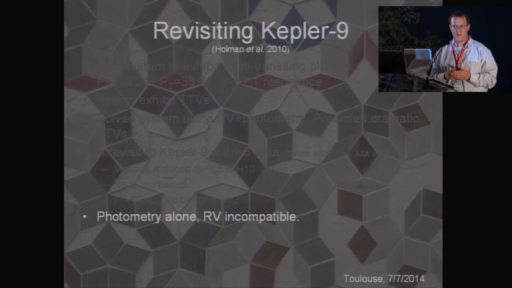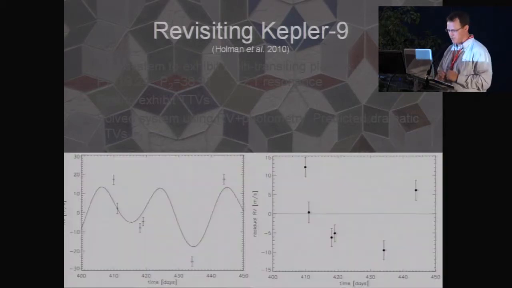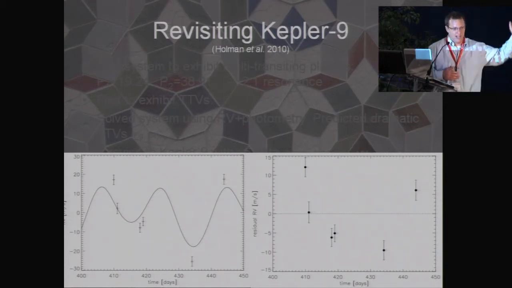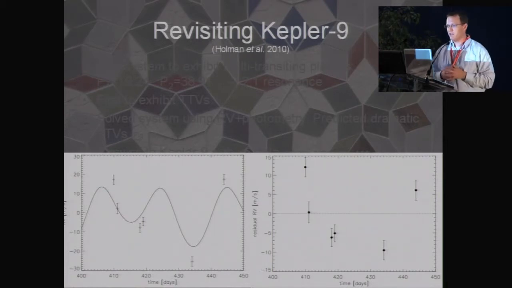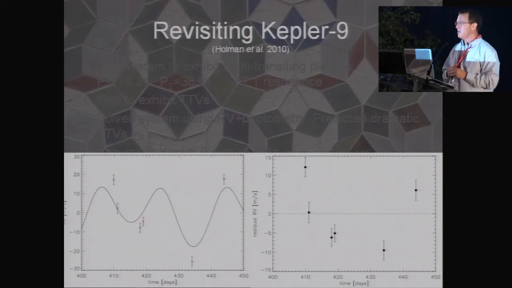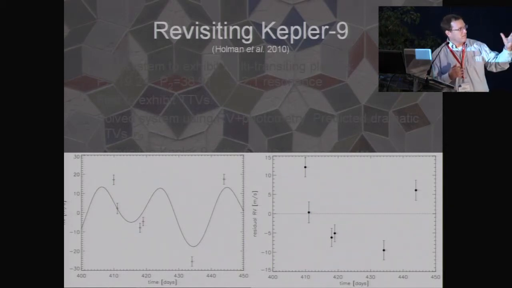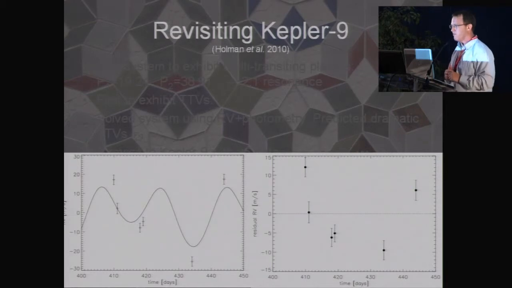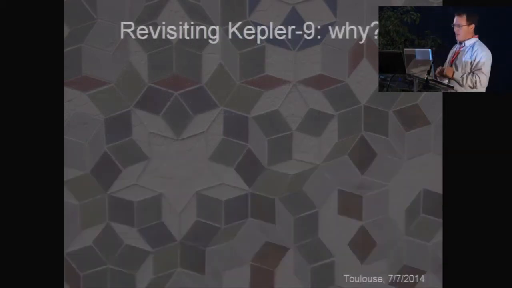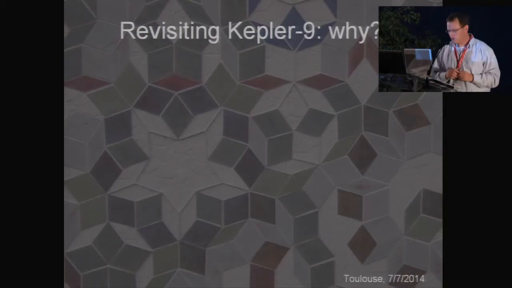Why didn't we use radial velocity? Because it is incompatible. If you look at the model of the radial velocity in the solid line and the observed radial velocity measurements, and the residuals on the right, you see that the residuals are very, very systematic. So maybe there are other components in the system that are not modeled right now. Therefore, we did not use radial velocity.